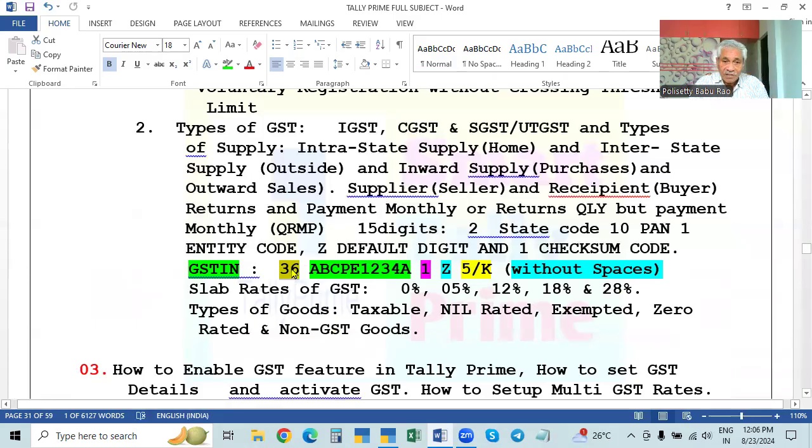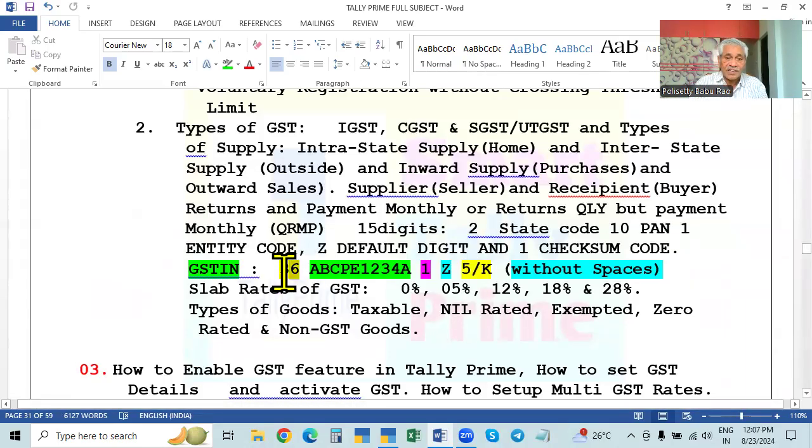So this is the state code. Andhra Pradesh, 37. Telangana, 36. Karnataka, 29. Tamil Nadu, 33. Kerala, 32. Maharashtra, 27. Like this. If you go to Google and type state codes in GST, it will show all the numbers for all the states. If you want any state, give the GST number of that state and it will display the number. You cannot remember all the numbers.